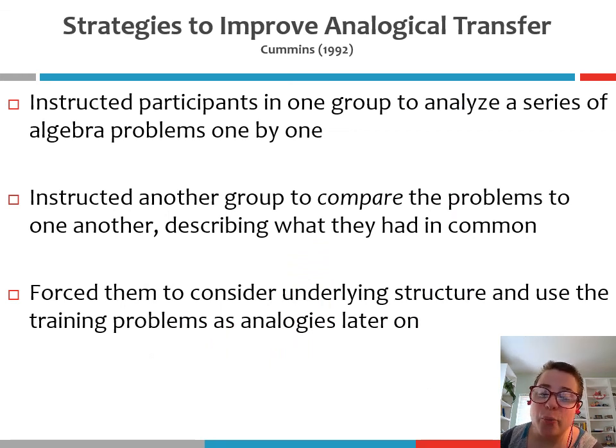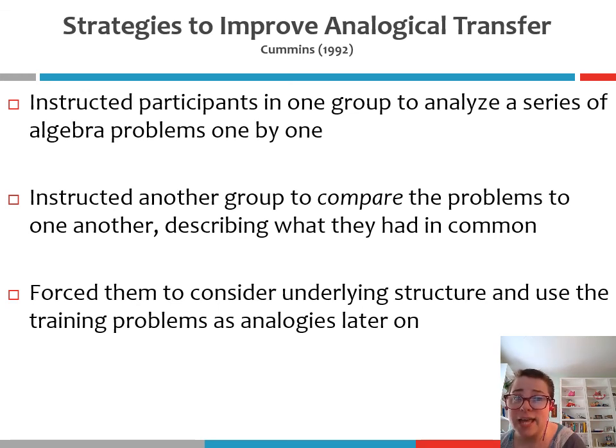Okay. So what are some ways to optimize problem solving? Remember I told you guys that cognitive psychologists are interested in developing interventions that make problem solving more efficient or more effective, right? So I'm going to show you 2 experiments that illustrate how we can help people with analogical transfer.